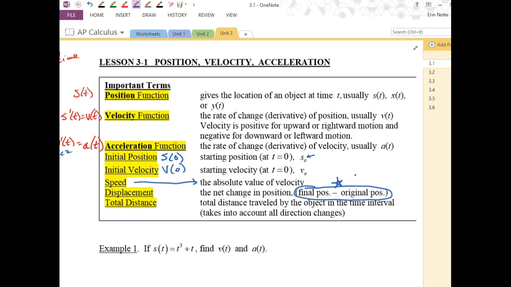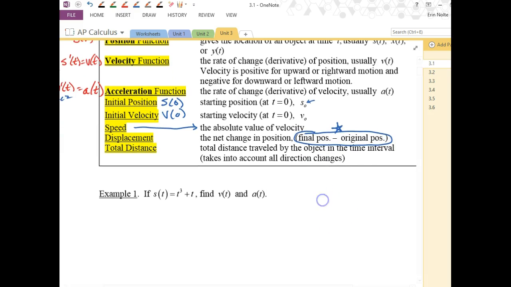And total distance, that one's probably the most complicated, just because it's possible you're going to use velocity, and you could have a negative amount of velocity, but total distance means the total distance that you travel, so you kind of have to use positive values. We'll go over an example with total distance.